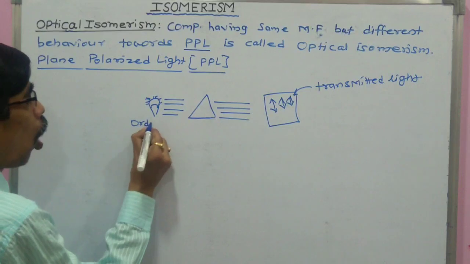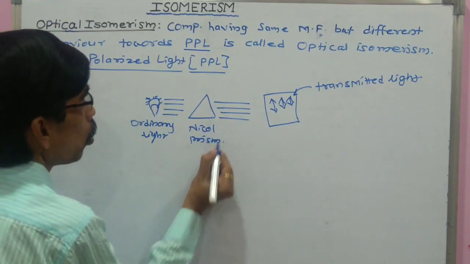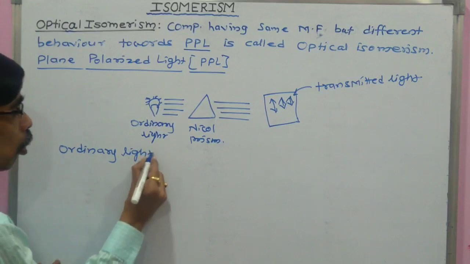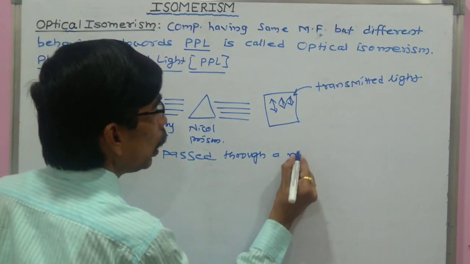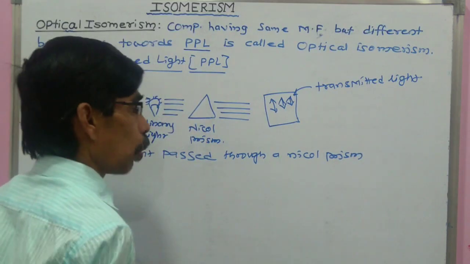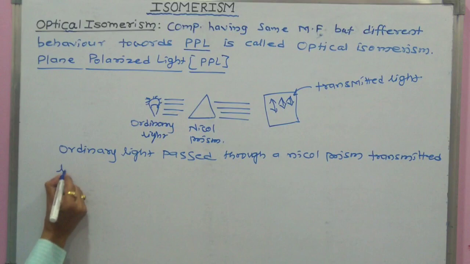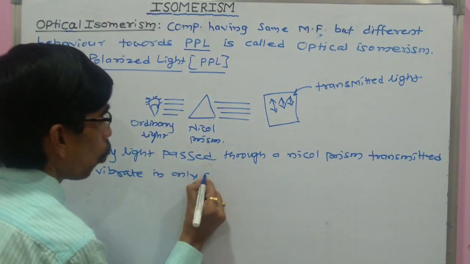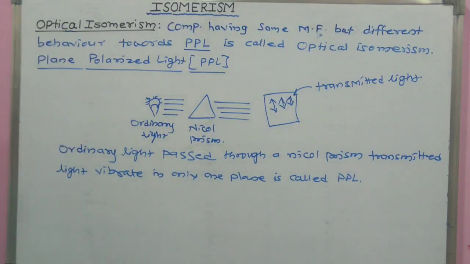Now this is ordinary light. This is a Nicol prism. So what is plane polarized light? Where ordinary light passed through a Nicol prism and the transmitted light vibrates in only one plane is called plane polarized light.